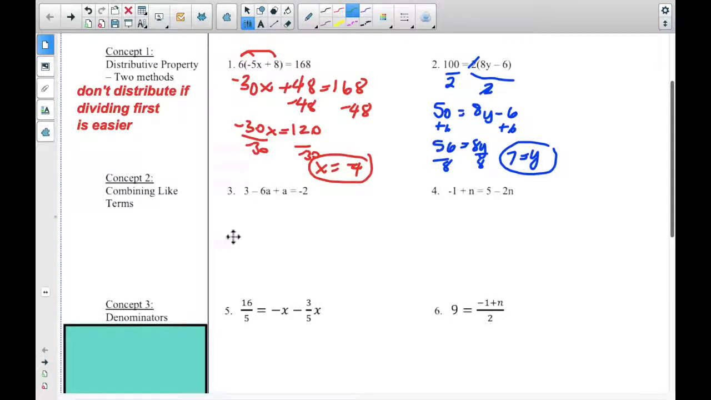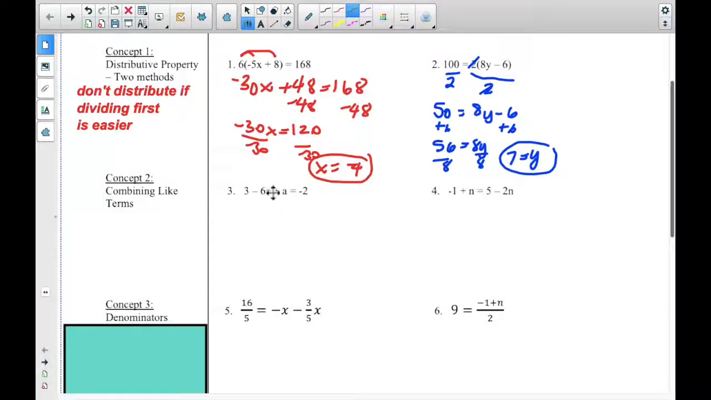Next concept is combining like terms. We have two different setups. If you look at number 3, the a's, the variables, are on the same side of the equal sign. If you look at number 4, we have an n on the left and we have an n on the right. They're on different sides of the equal sign. And so each different setup is going to require a slightly different approach to the problem.